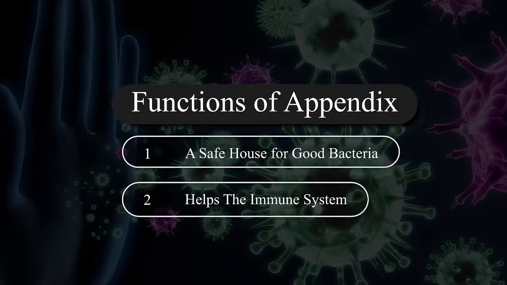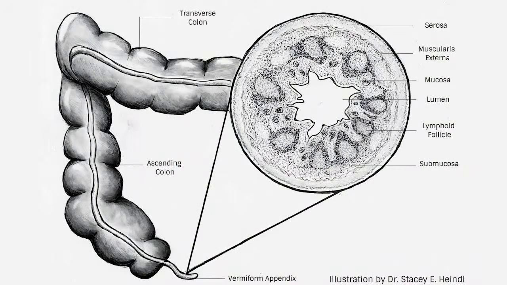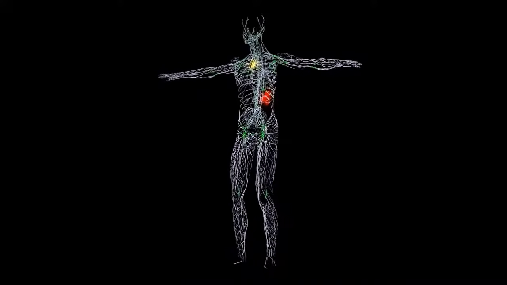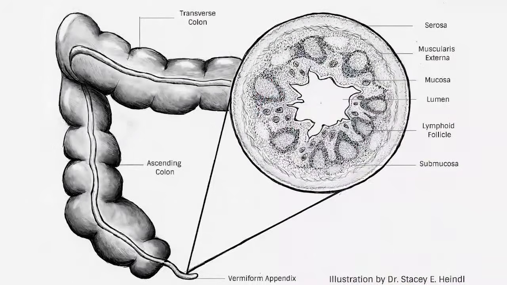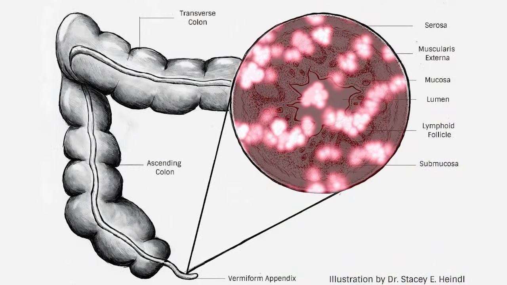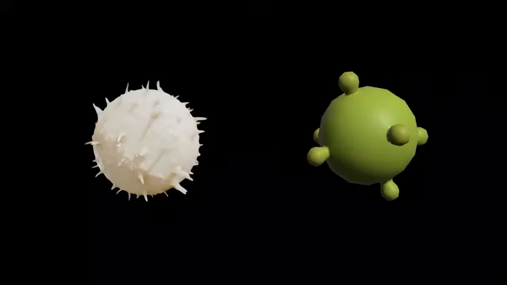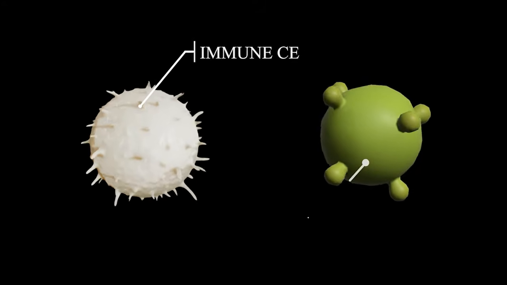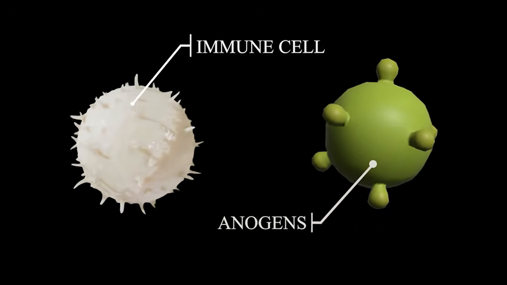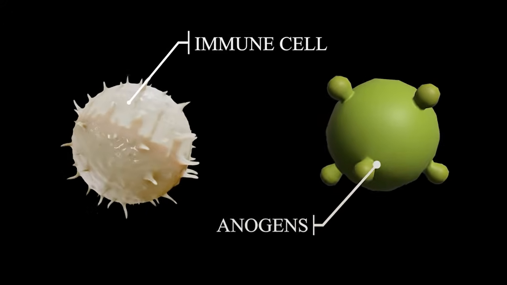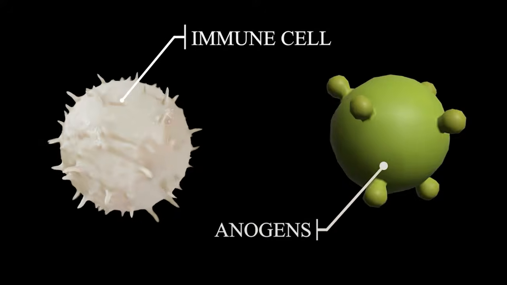2. Helps the immune system, especially in early life. The appendix contains lymphoid tissue, which is part of your lymphatic system, the body's defense system that helps fight infections and diseases. This tissue is rich in white blood cells, which are the soldiers of your immune system. In children and young adults, the appendix plays a role in developing immune responses by exposing immune cells to different bacteria and antigens. Basically, the appendix may help train the immune system during early life, teaching it to recognize harmful invaders and to build resistance to them.